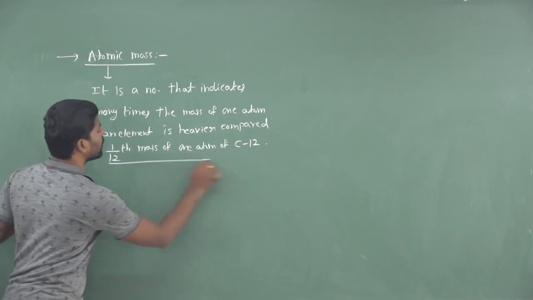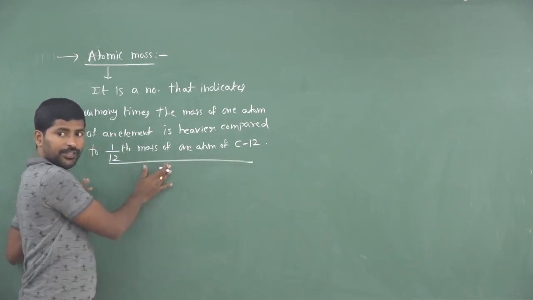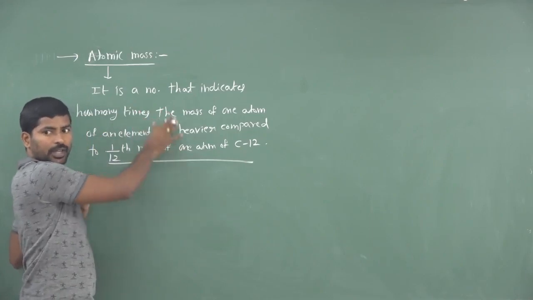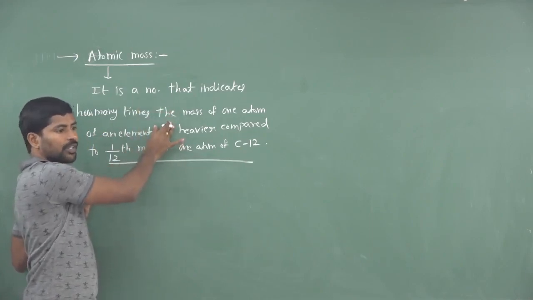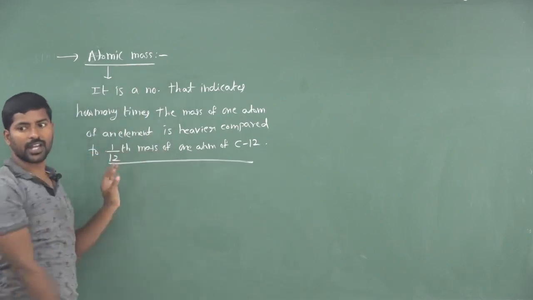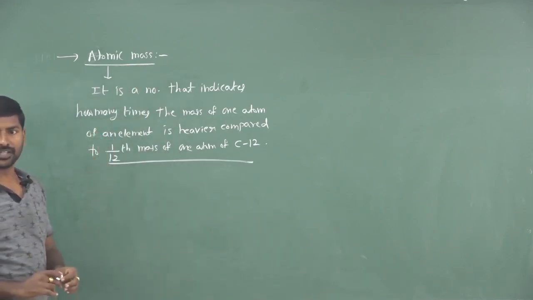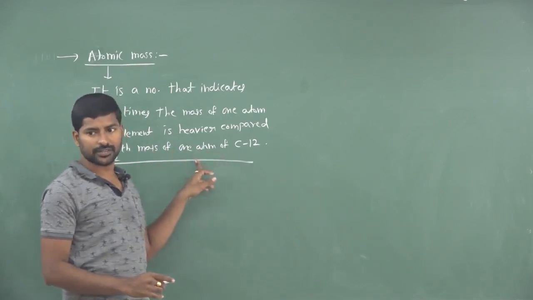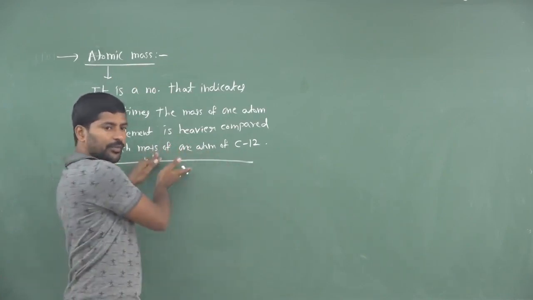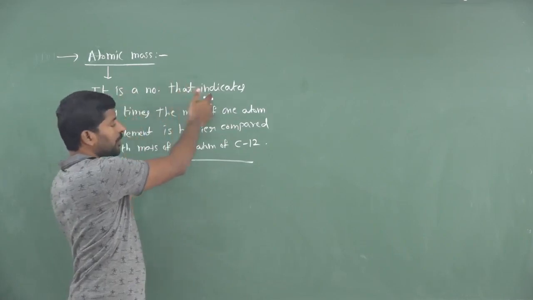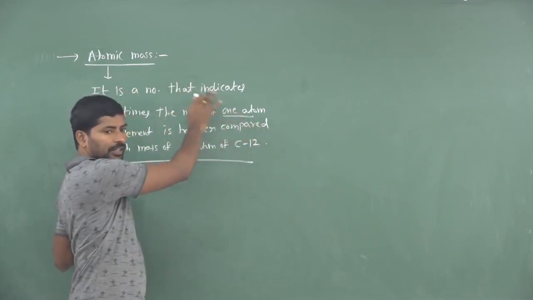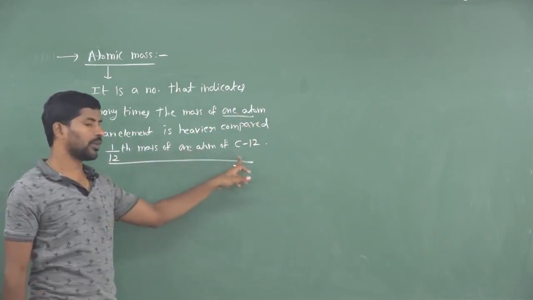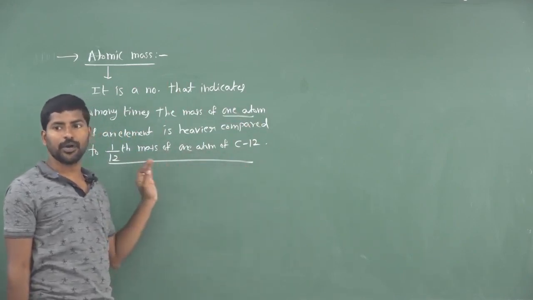So compared to this mass, our atom's mass is how many times more? That is called the atomic mass of that atom. Here, 1/12th mass of one atom of carbon-12 is what we take as reference. Compared to this weight, how many times the mass of this atom is heavier, that is called atomic mass. And 1/12th mass of one atom of carbon-12 is called the atomic mass unit.